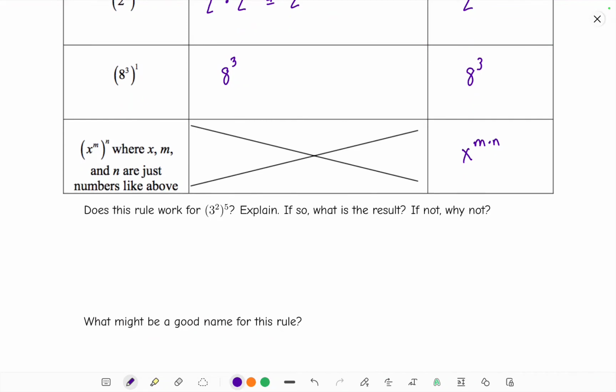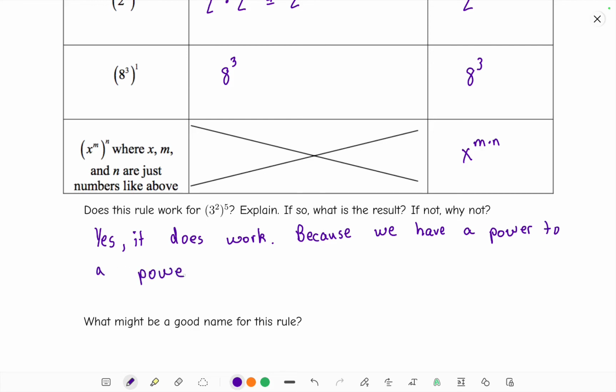Does this rule work for 3 squared to the 5th? If so, what is the result? Well, yes, it does work. Because we have a power to a power. So in this case, the result is 3 squared to the 5th, which is 3 to the 10th power.